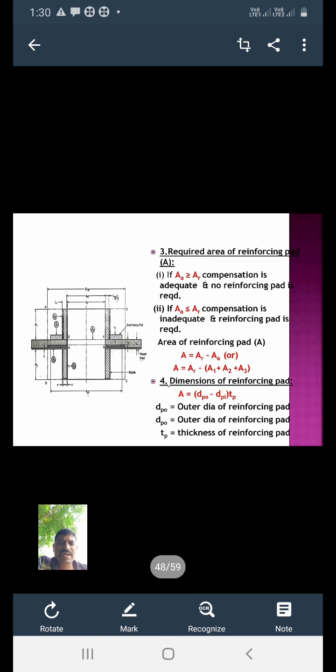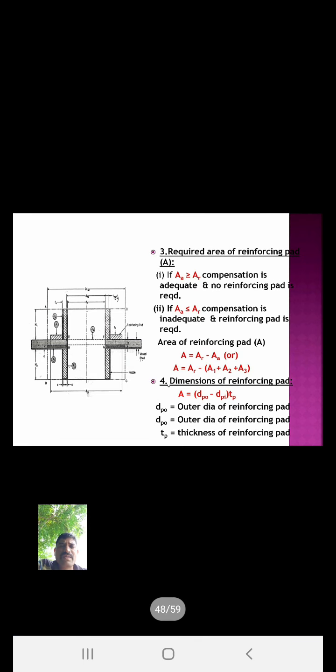If A is greater than or equal to AR, compensation is adequate and no reinforcing pad is required. Remember that condition. If area A is greater than or equal to AR, then no reinforcing pad is required. If AA, the area available for compensation, is less than AR, then a reinforcing pad is required. Area for reinforcing pad, A is equal to AR minus AA, where AA is equal to A1 plus A2 plus A3.